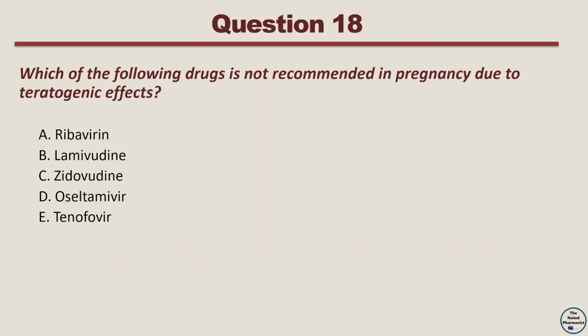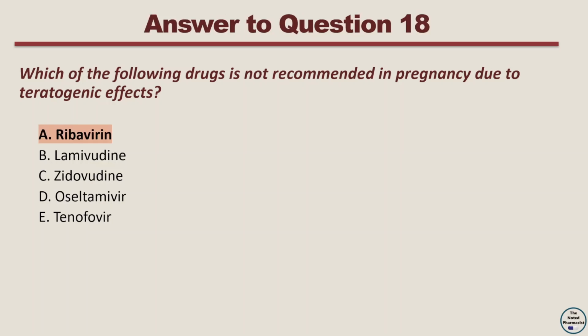Question 18. Which of the following drugs is not recommended in pregnancy due to teratogenic effects? Option A, ribavirin. Option B, lamivudine. Option C, zidovudine. Option D, oseltamivir. Option E, tenofovir. The correct answer is option A, ribavirin.